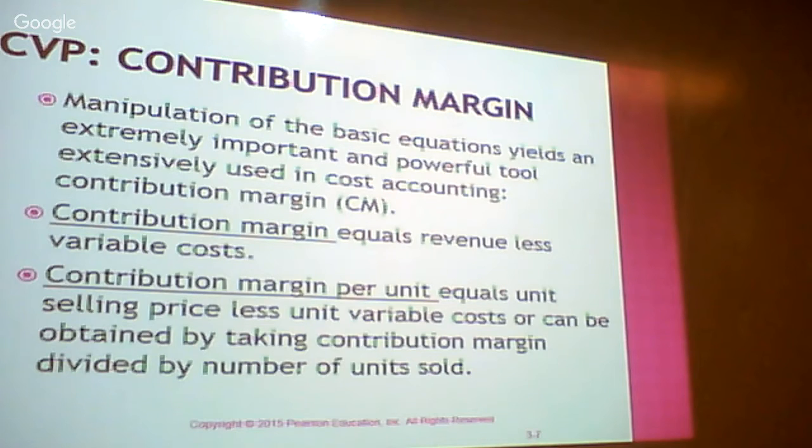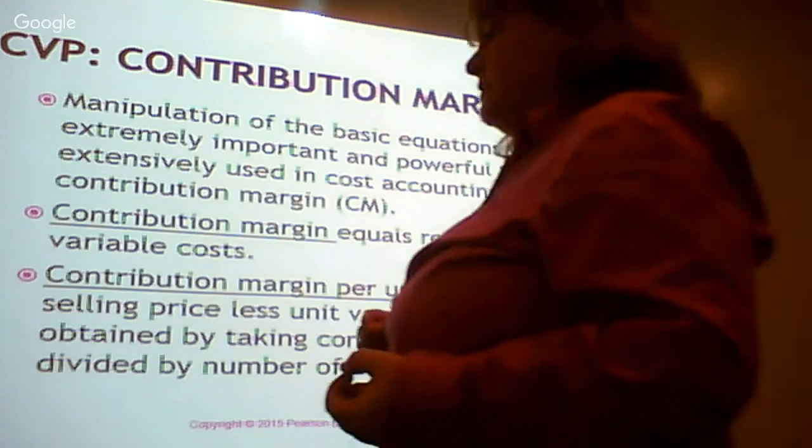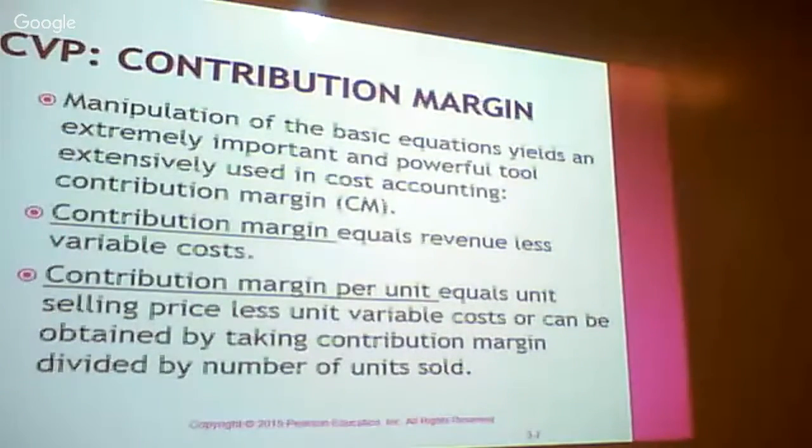Now, I could have, say, $1 million and then $500,000 in variable costs. So my contribution margin would be $500,000, right? Now, how do I get the contribution margin per unit? Divided by the number of units. Exactly, okay? And that's really the number that you need to know.